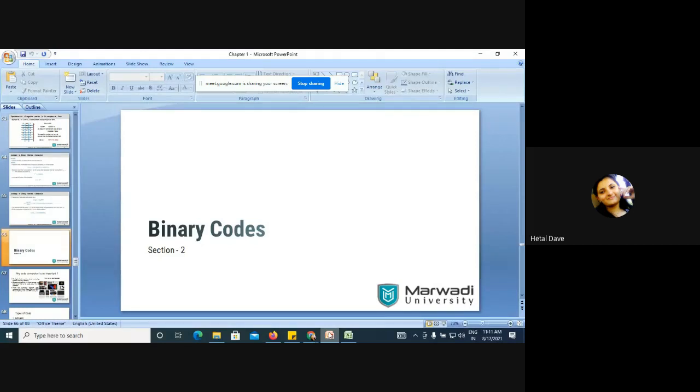So other than hexadecimal and octal, some more codes are available, which can be used as per the application. So in this particular topic, we need to learn about different kinds of codes. So let's start with the introductory part.